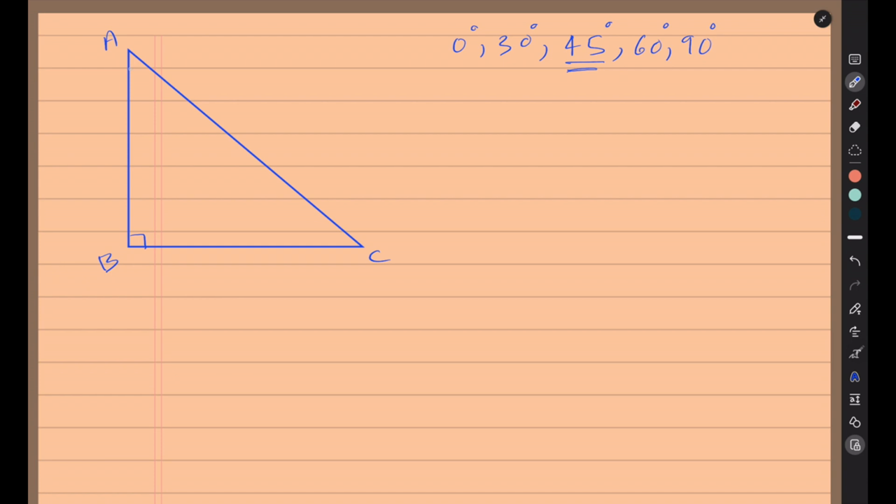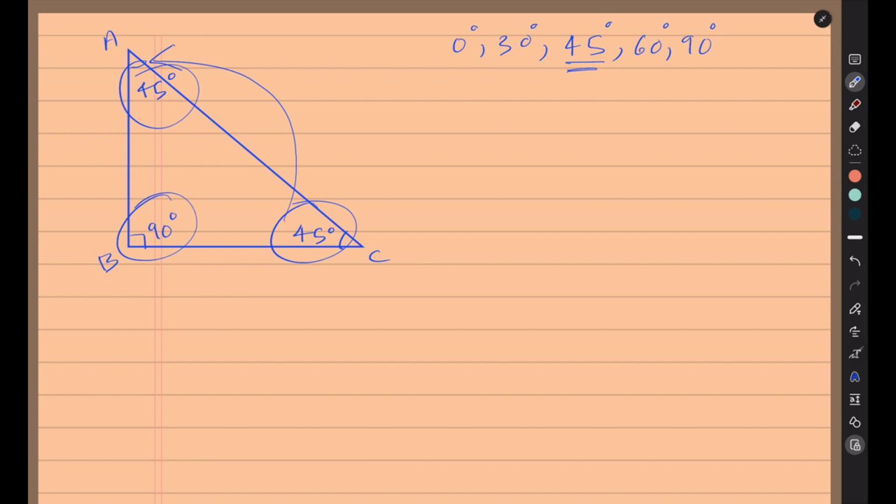We know that when this is 45 degree, and this is 45 degree, then this has to be 45 degree because this is already 90 degree. So 90 plus 45 plus 45 will be equal to 180 degree.